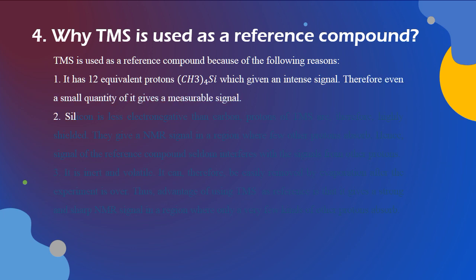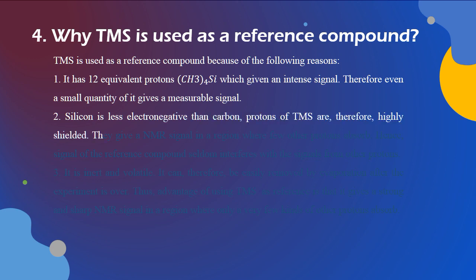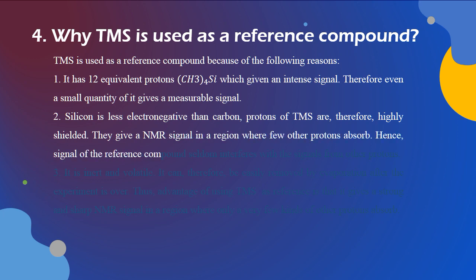Number 2. Silicon is less electronegative than carbon. Protons of TMS are, therefore, highly shielded. They give an NMR signal in a region where few other protons absorb. Hence, the signal of the reference compound seldom interferes with the signals from other protons.